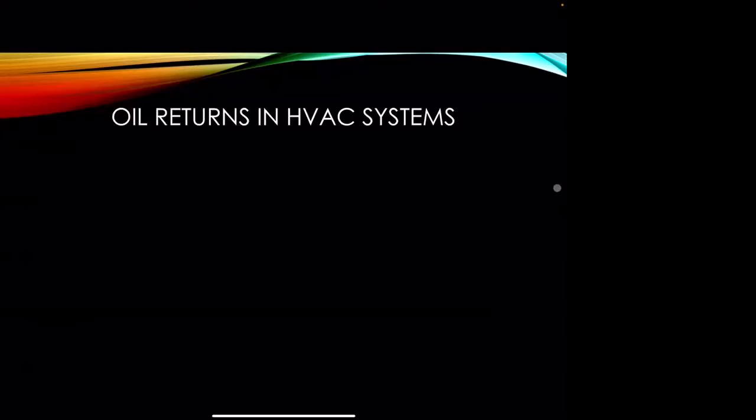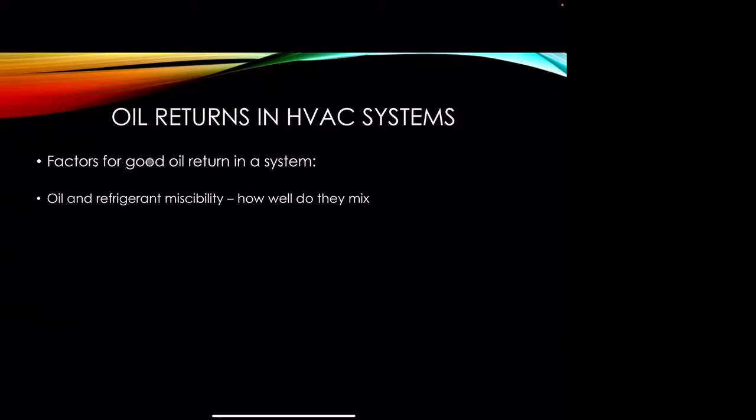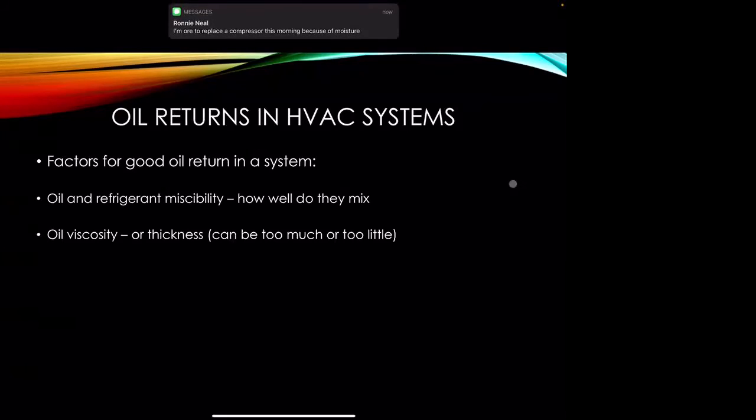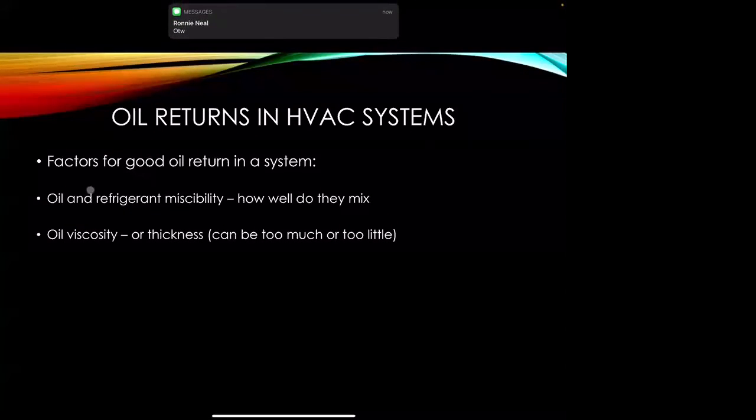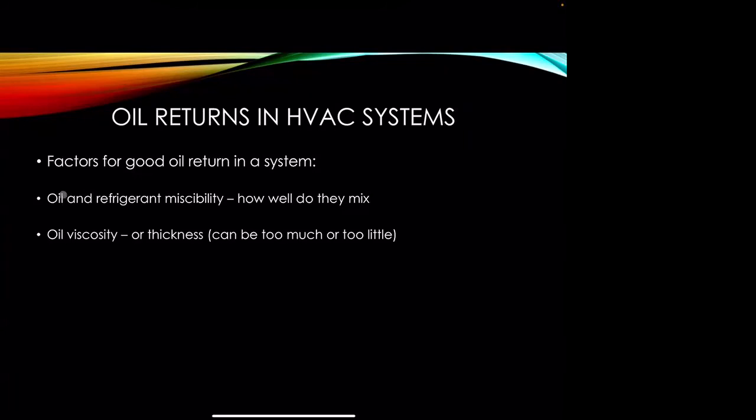And why it's important when we install these systems. So, oil return in HVAC systems. Factors for good oil return in a system are oil and refrigerant miscibility, how well they mix. That's why there's certain oils and certain refrigerants that we work with. It's because they mix well. Oil viscosity, or thickness, can be too much, it can be too little.